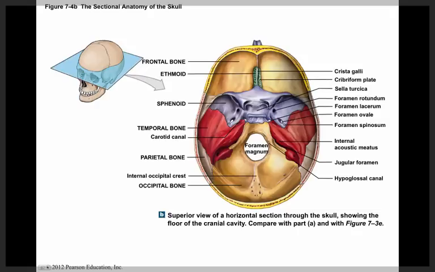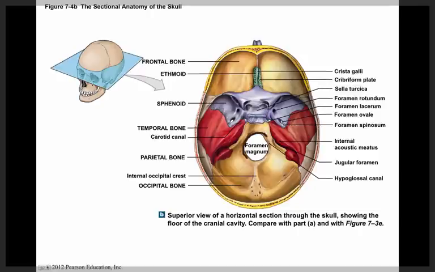In this view, we're looking at a superior view after the calvarium, or the cap of the cranium, has been cut off. So we're looking down into the skull. When we're looking down, first we see this large bone here, which is the sphenoid bone. To me it looks kind of like a bat. In the center of the sphenoid bone we see this structure called a sella turcica. The sella turcica is actually an indentation, kind of slopes down.